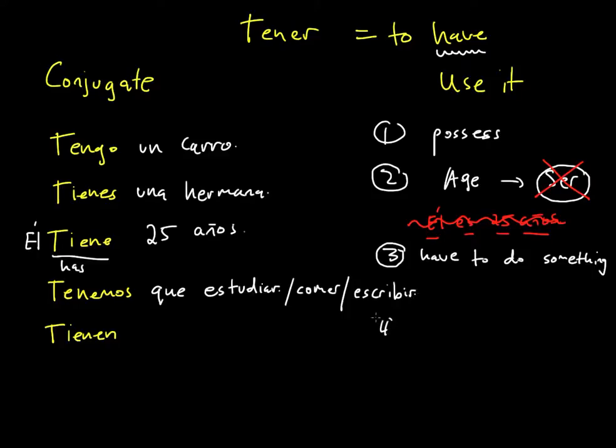And number 4 is we use the verb tener with idiomatic expressions. Let's make this X. Okay. So idiomatic expressions. So for example, I'm just going to draw some dots over here. I'm going to give you a list of some common idiomatic expressions.